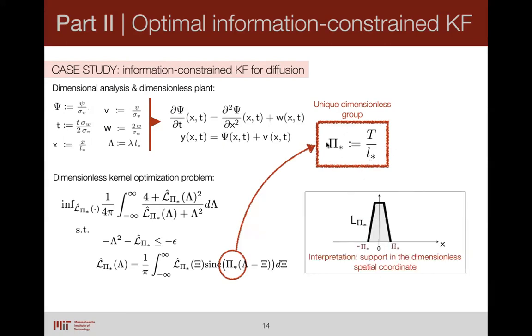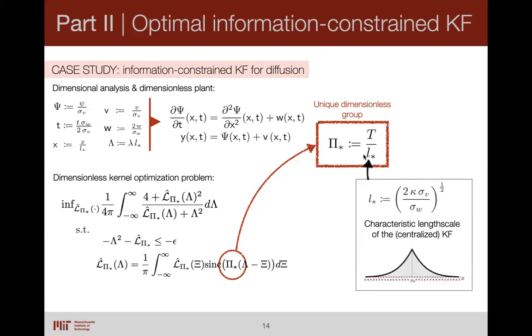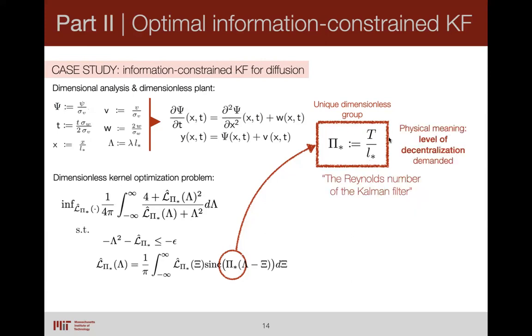So the way to interpret this pi star is that in the dimensionless spatial coordinate, after the rescaling that we introduced here, pi star is representing the support that you are trying to enforce in your decentralized Kalman filter. Okay, so how far you are gathering measurements from. Now, also remember that this L star we defined earlier is the ratio of kappa to these variances of the noises. So this pi star actually has physical meaning, and what it's capturing is the level of decentralization that we are demanding of our Kalman filter.